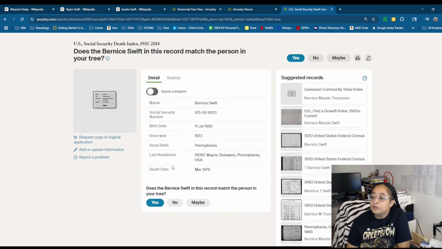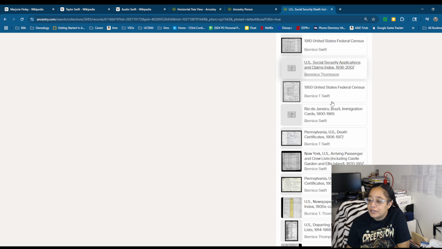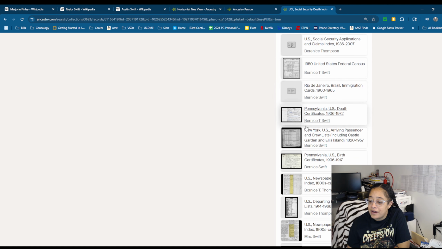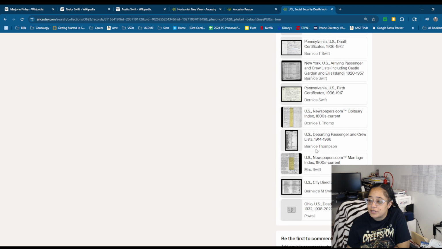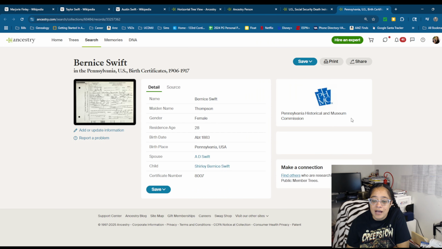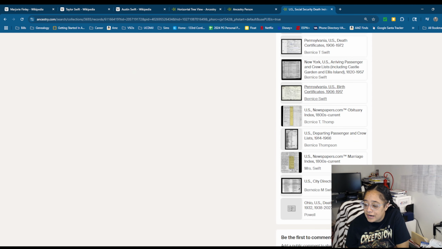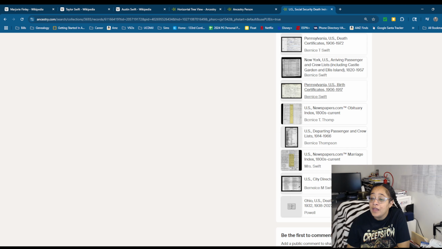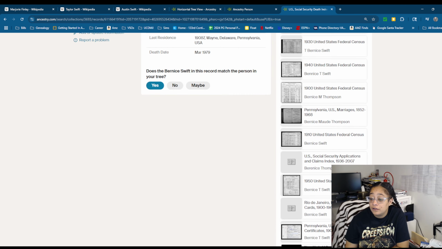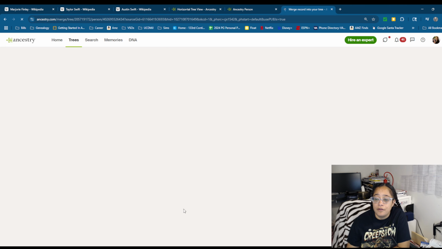Now, if you look here on the right-hand side, you're going to see some hints that may or may not pop up. So this looks interesting to me. Pennsylvania U.S. birth certificate, so I open that in a new tab. Oh, it's for their child. It's not for her, so I'm going to close that out because I'm not doing that right now. And so I'm going to just add this information.